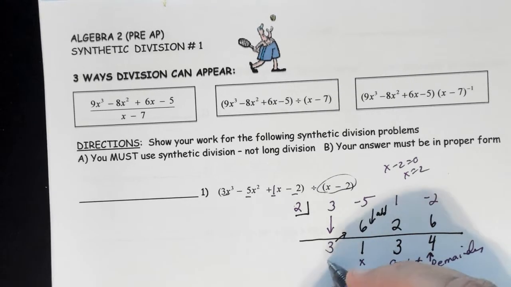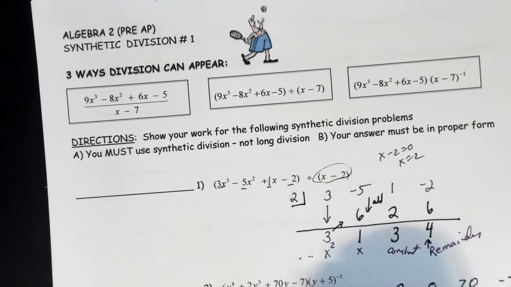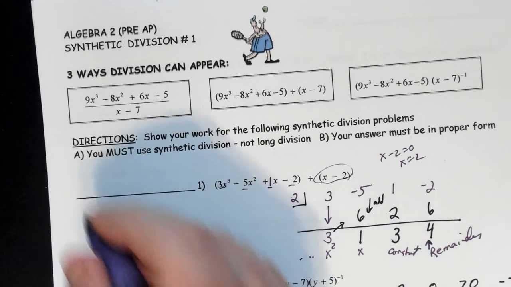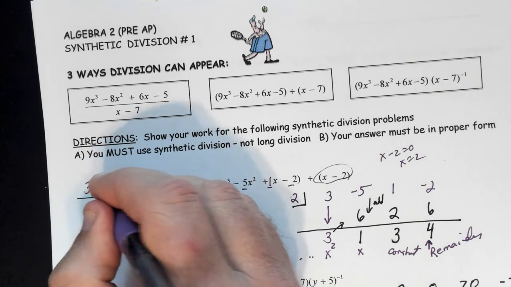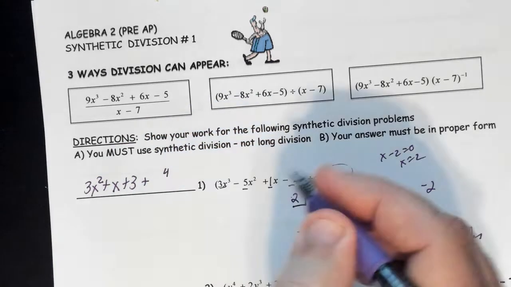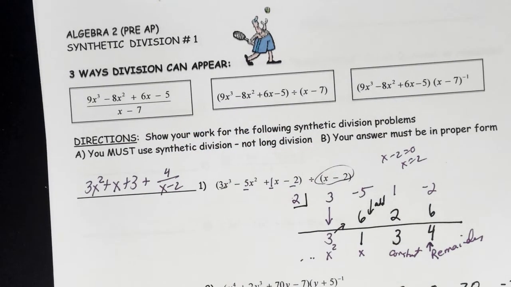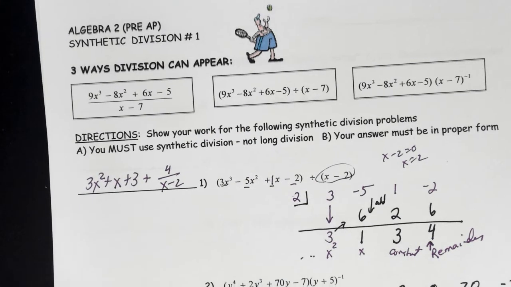This will go with x, and this will go with x squared, and it will continue if there were more terms. So the answer when I divide these is going to be 3x squared plus x plus 3, plus our remainder over our divisor, 4 over x minus 2. Okay, simple as that. Yeah, it is that simple.